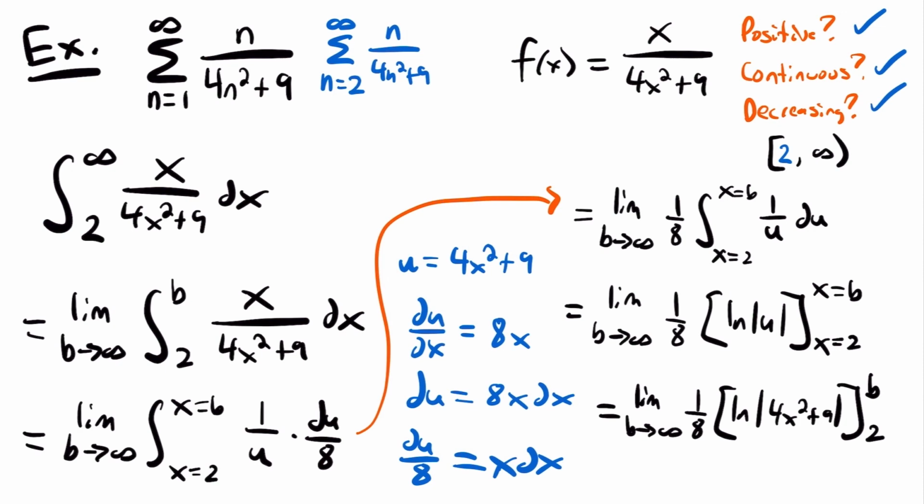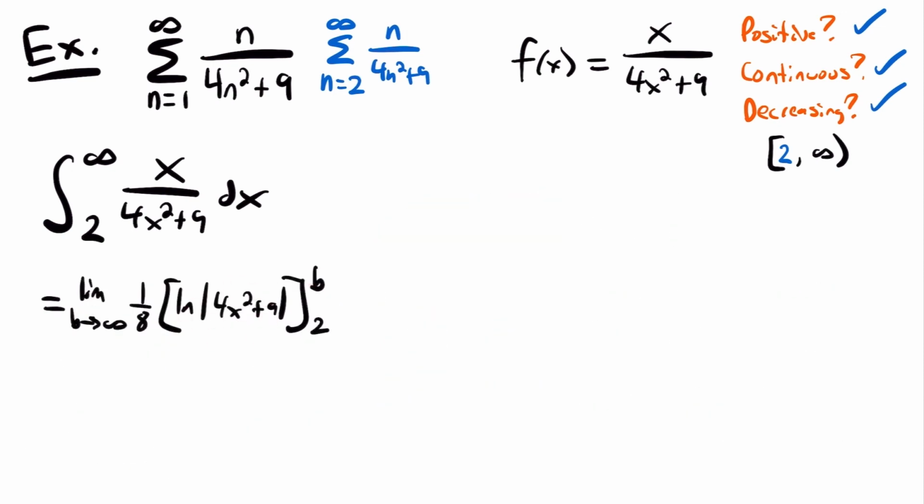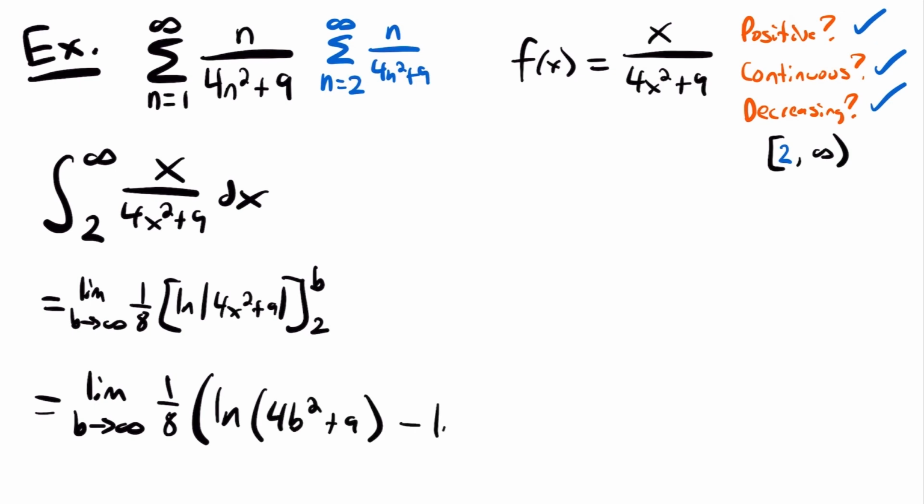Okay, so now if I clean up my work here, we can evaluate this expression at b and subtract the evaluation at 2. So this will be equal to the limit as b approaches infinity of 1/8 times the natural log. And I'm not going to use these absolute value bars because 4x squared plus 9 is always going to be positive for both b and 2, because b is only going to be positive values of x, and 2 is a positive value. So we'll have the natural log of 4 times b squared plus 9 minus the natural log of 4 times 2 squared plus 9. All right, now 2 squared is 4, times 4 is 16, plus 9 is 25. So this is just the natural log of 25.